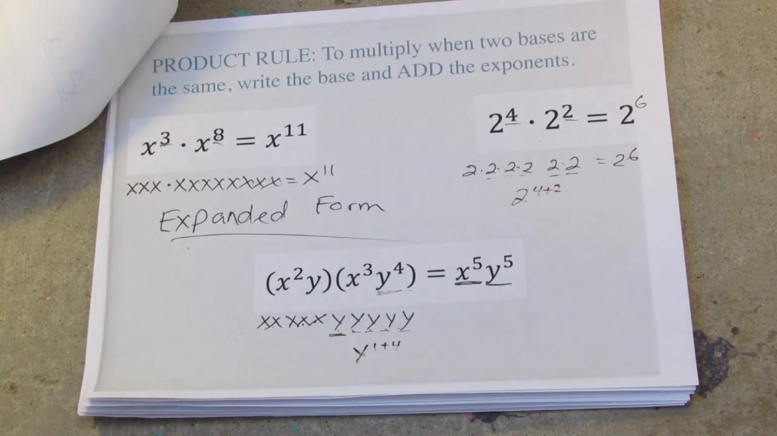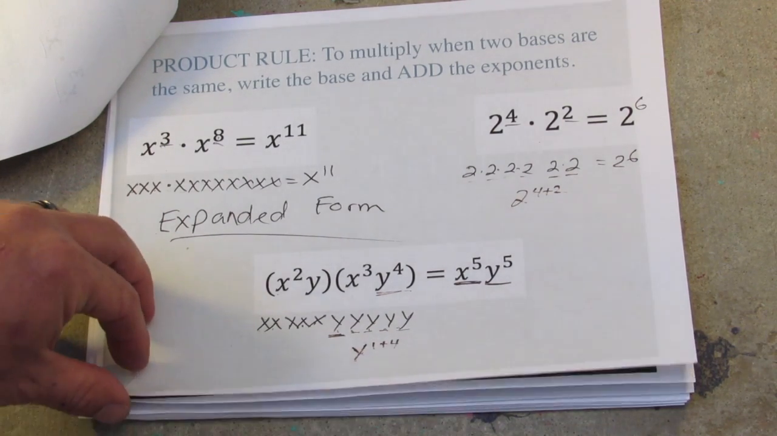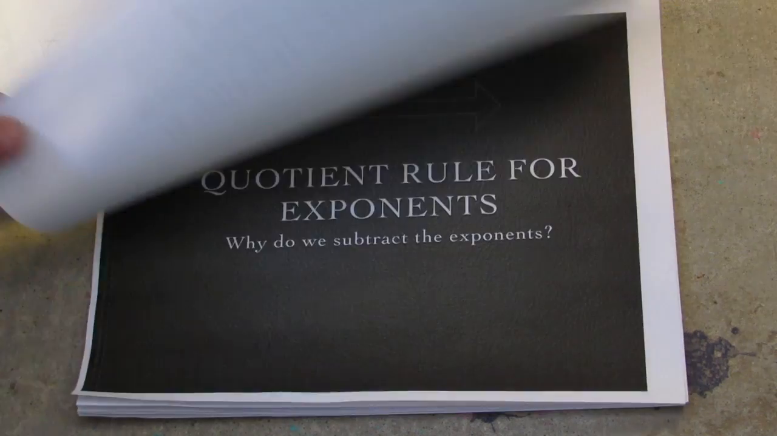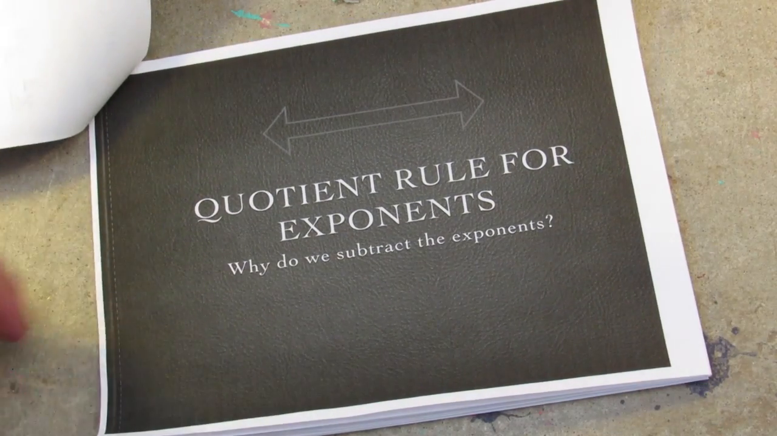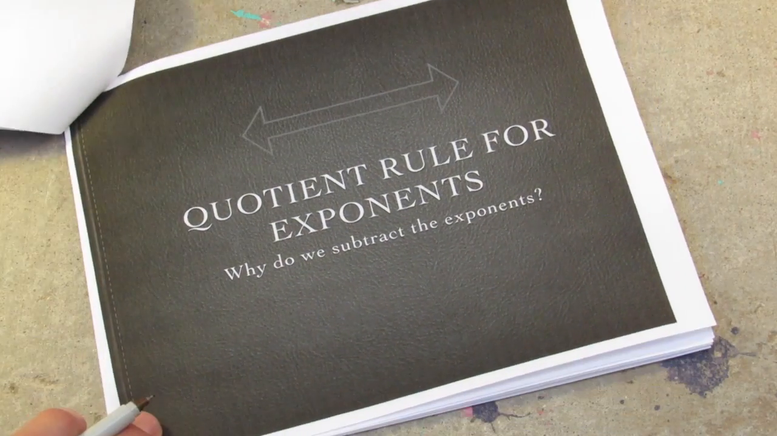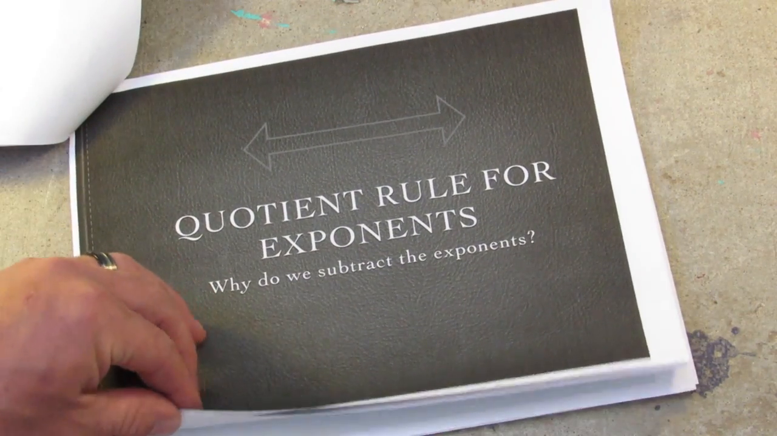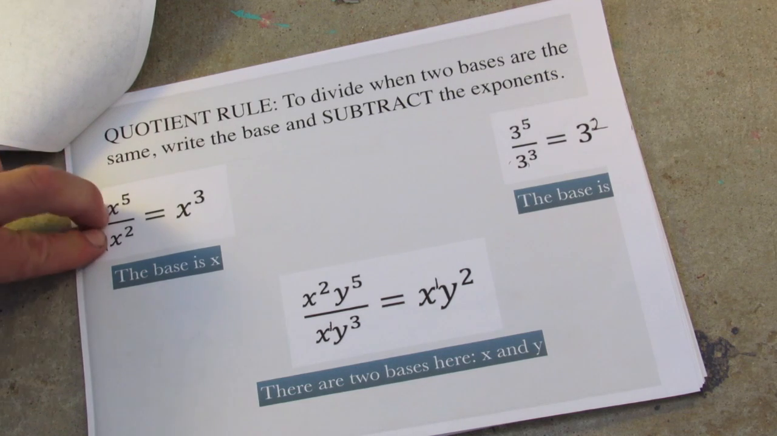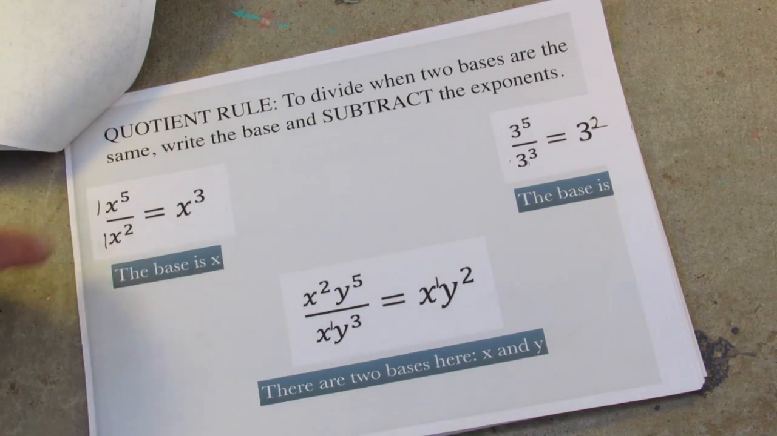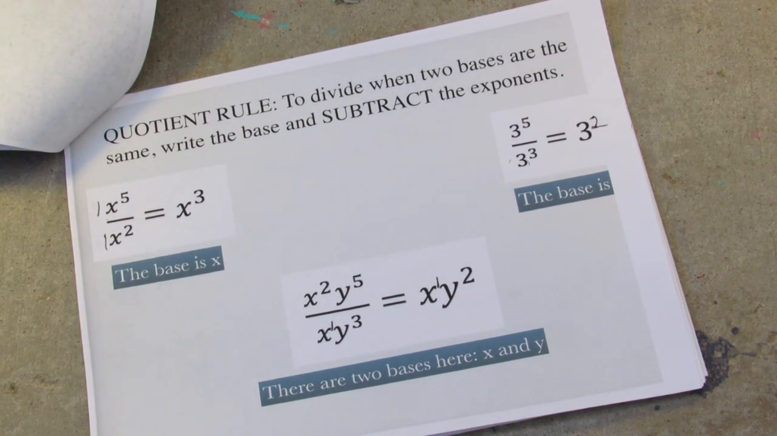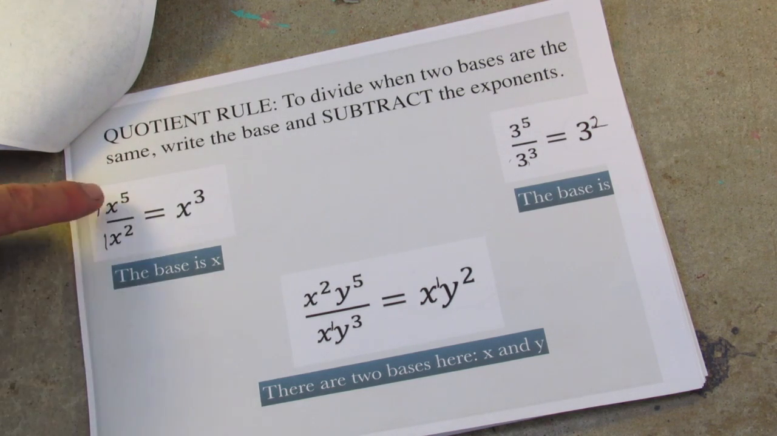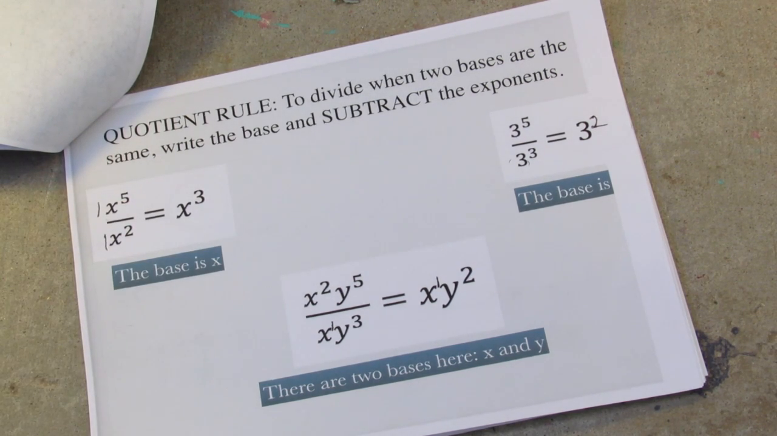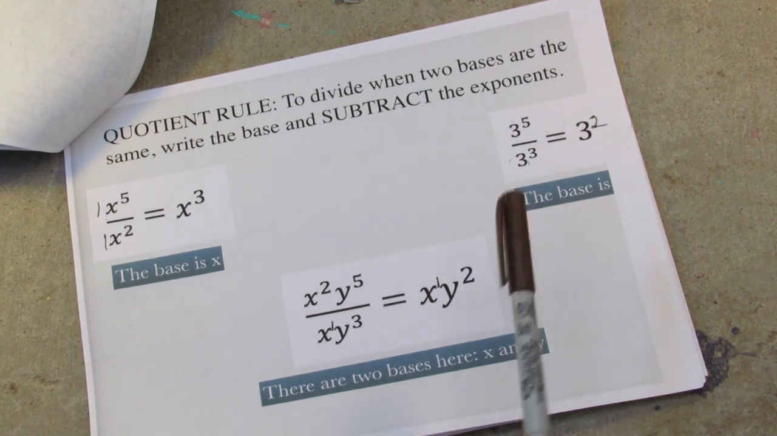Okay? So I hope you understand why you get to just add the exponents for the product rule. The quotient rule, you subtract. And let me see if I can make that clear to you as well. In this particular fraction, I have x to the 5th power and x to the 2nd power in the denominator. So I'd say that equals x to the 3rd. And I'm going to show you on the next page exactly why, hopefully.